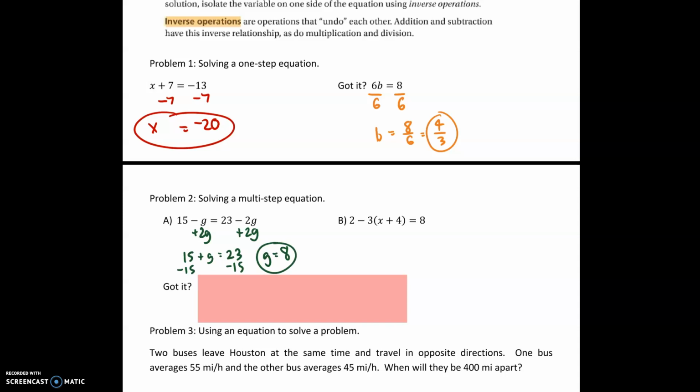So in this case, it looks like we're going to have to start with a distributive property. We do want to simplify a side down first and get it into its simplest form before we start moving anything over with our inverse operations. So let's make sure we distribute that negative 3. You do want to make sure you're including that negative.